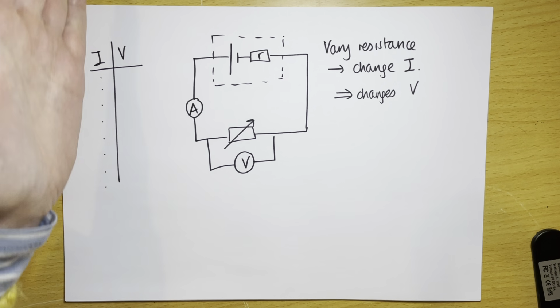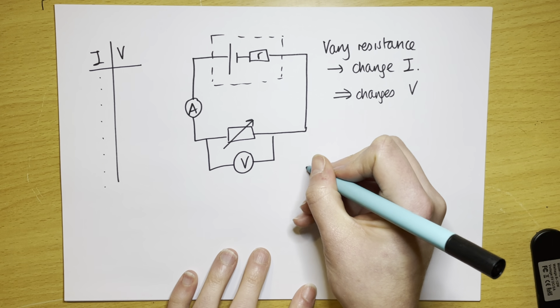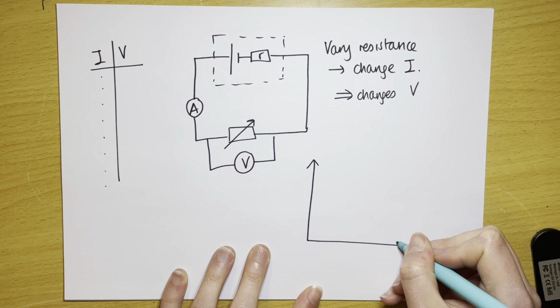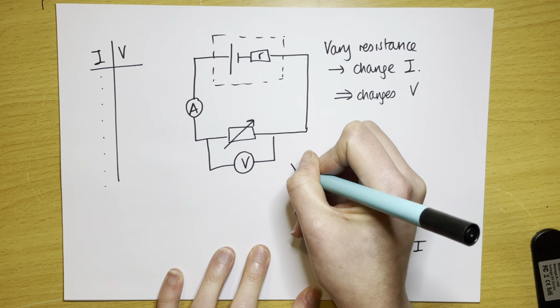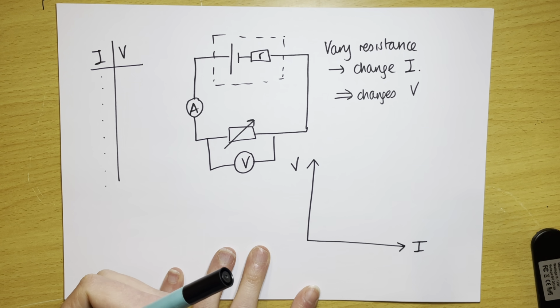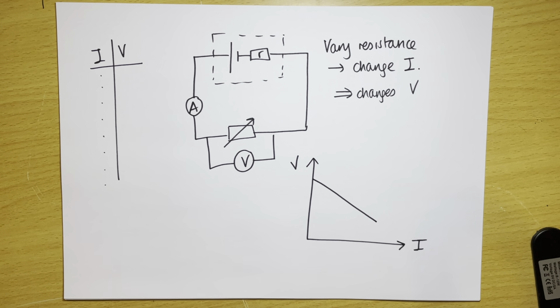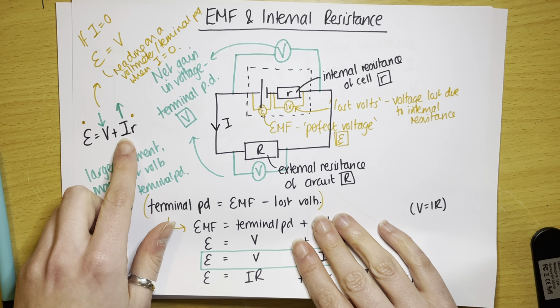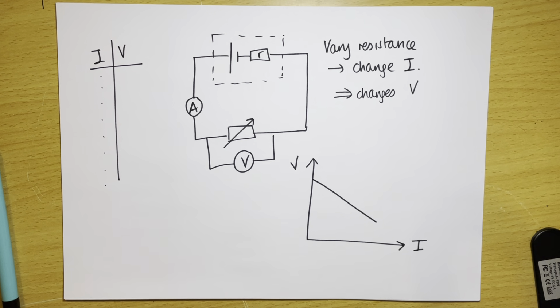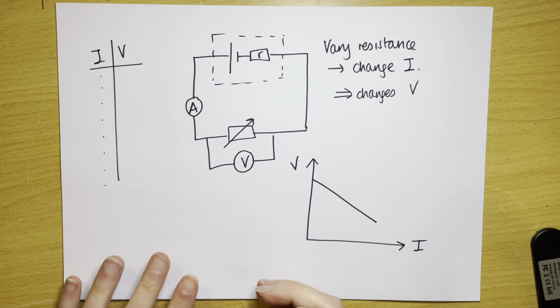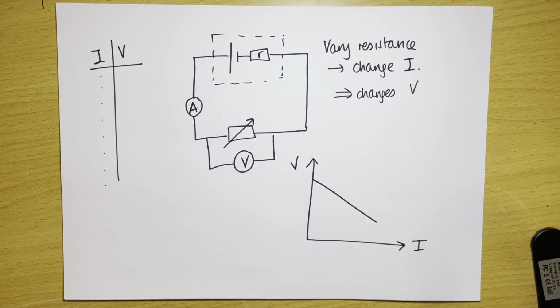So I get lots of currents, I get lots of terminal PDs, and then I plot a graph of current versus terminal PD. And that graph will look like this. Because as I increase the current, the terminal PD decreases, which is something we looked at here. As you increase the current, you decrease the terminal PD. Now I can work out what this line can do to help us work out the EMF and the internal resistance.